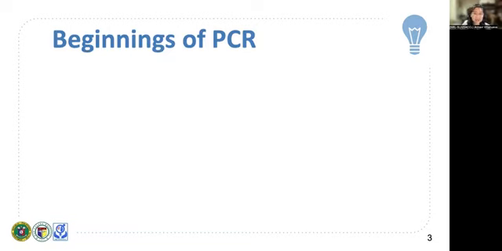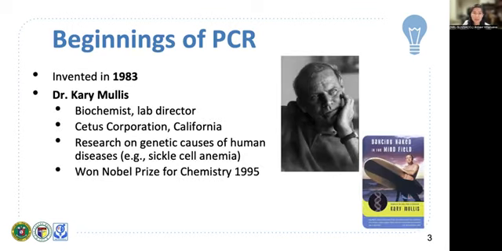So before we even dive into the more serious concepts of this lecture, let me first present to you the beginnings of this technology. PCR has been around for almost 4 decades now. It was actually invented in 1983 by no other than Dr. Kary Mullis, a biochemist and the then lab director of the Cetus Corporation in California, USA. Cetus Corporation was one of the first biotechnology companies in the US at the time.